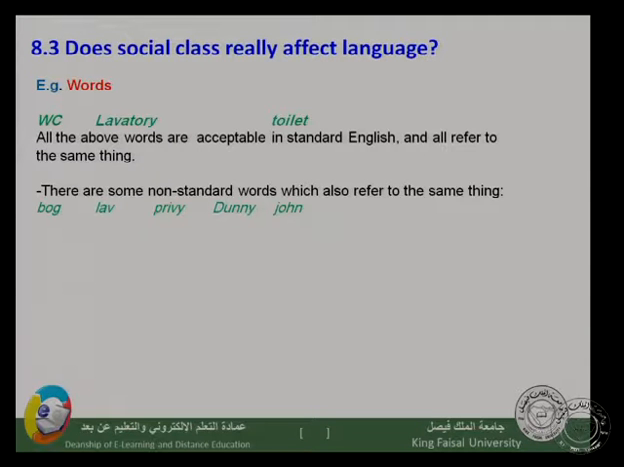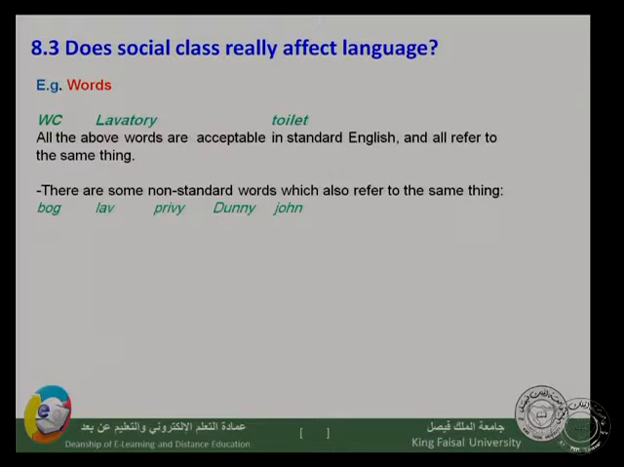So we are still with the same question, but we have an example coming from words. If you consider those words, which all of them refer to the toilet, an educated person or a person who has come from a highly social class would say WC, or he would say lavatory or toilet. Those words all refer to the same thing, and all are acceptable in standard English. But a person who is from a poor social class, who is probably of a lower social class, would say words that reflect his social class.